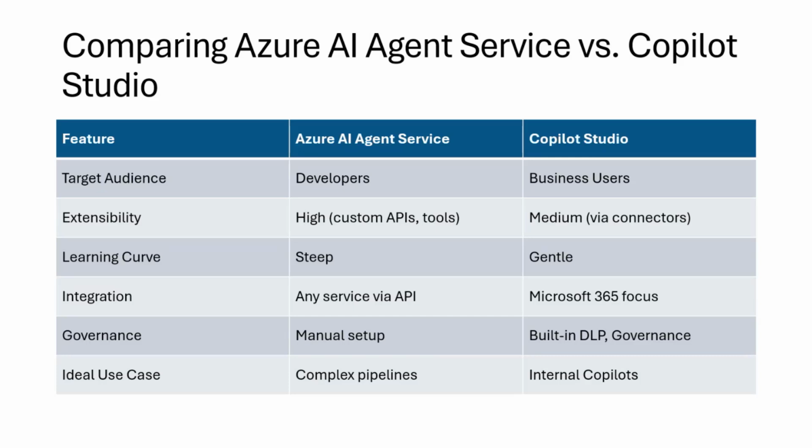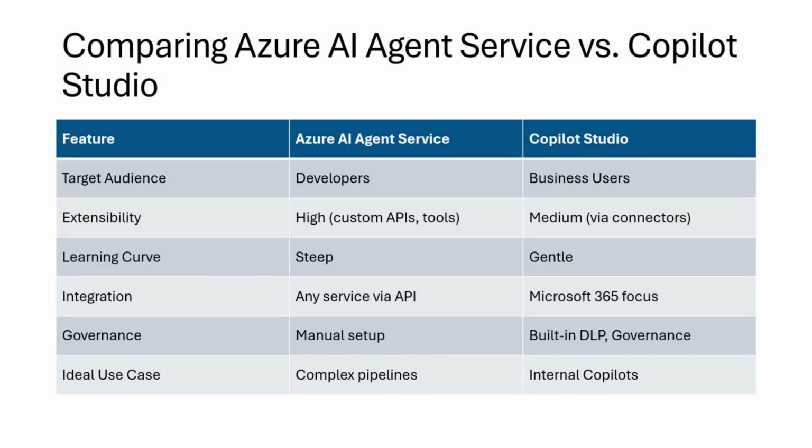Learning curve: it is a little bit steep when it comes to Foundry or the AI Agent Service, whereas it is going to be really simple with Copilot Studio, because it is pretty straightforward. And also the integration: you can integrate with any service, so even if it is your own custom API, it is going to be pretty easy for you. Whereas with Copilot Studio, integration all depends on the connectors that you have got.